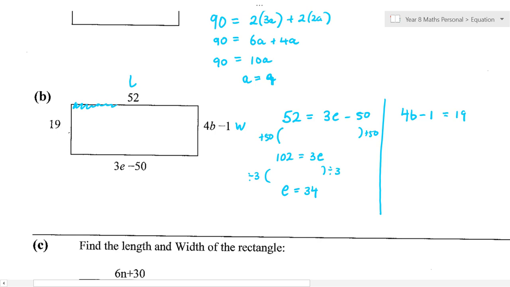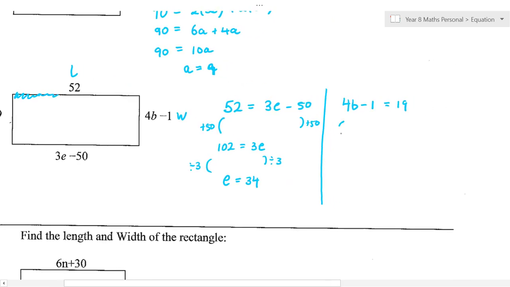All right. And over here, we're adding 1 to both sides. 4B is equal to 20. You got it. B is equal to 5. Okay, so it's not so bad, is it? Not so bad, hopefully. All right, we're going to push on.